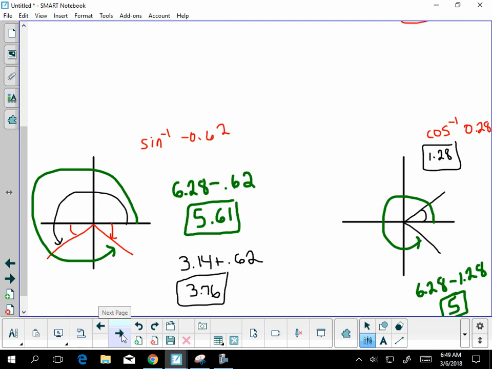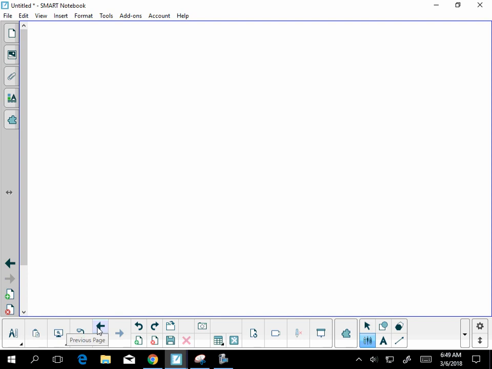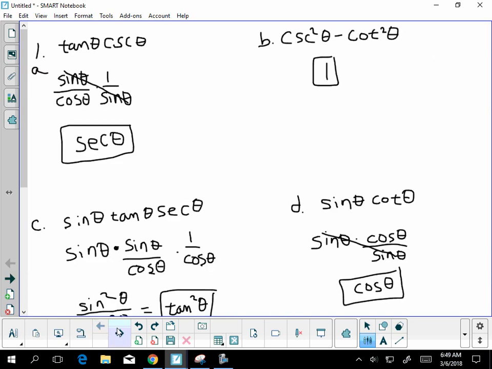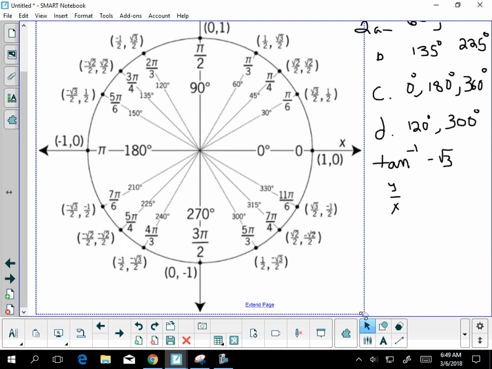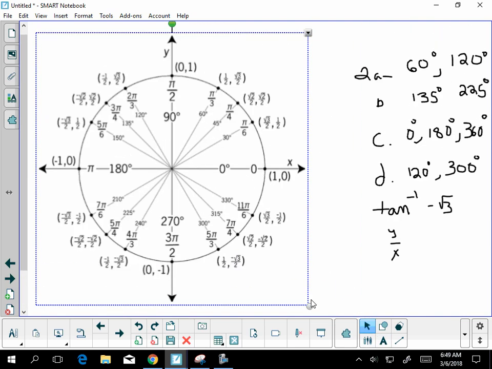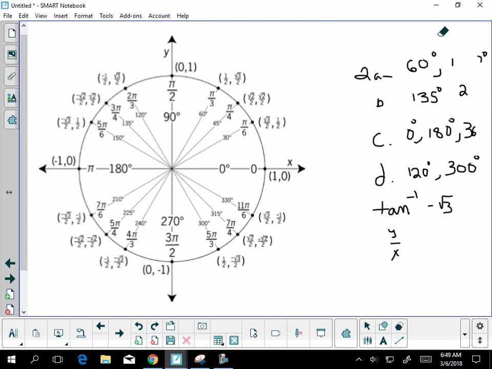On number 5, that's when we start solving. I'm going to go back to where I have my unit circle, and we'll just solve them right here, because when you solve, you definitely want to have your unit circle with you. Let's go ahead and erase what we have here.